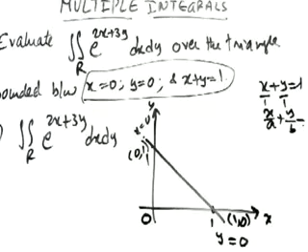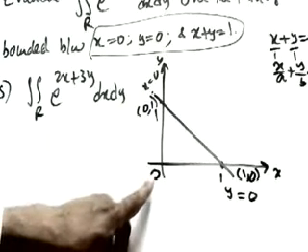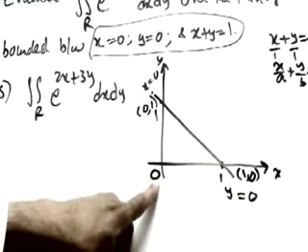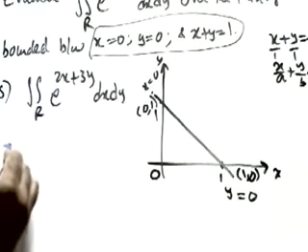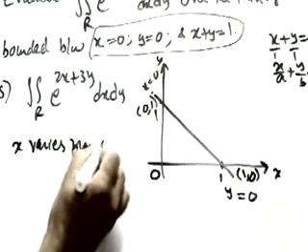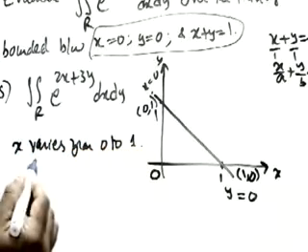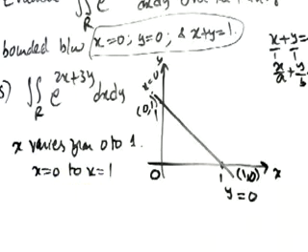See here how to start. First thing is, let me take x in terms of constant. First we take x in terms of constant. So we can say that x varies from 0 to 1. Therefore, we can take the x limits as x equals 0 to x equals 1. But why should we take it in terms of x?